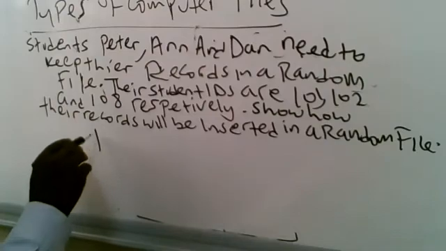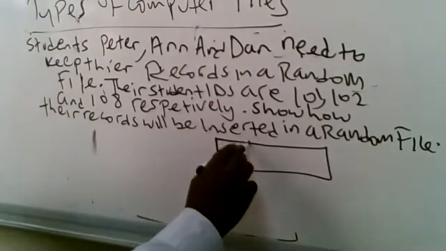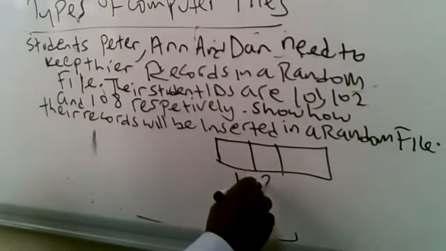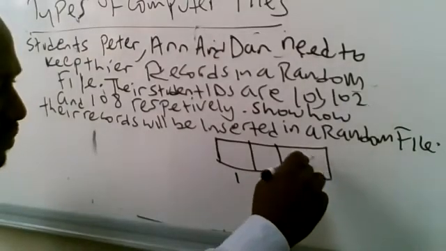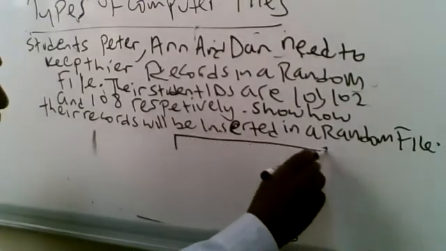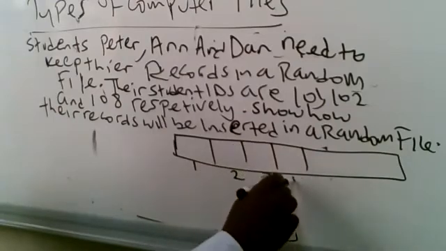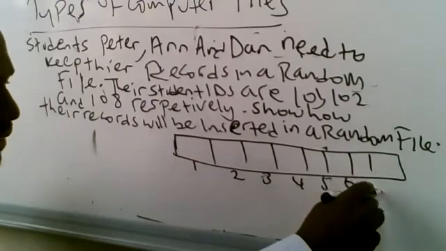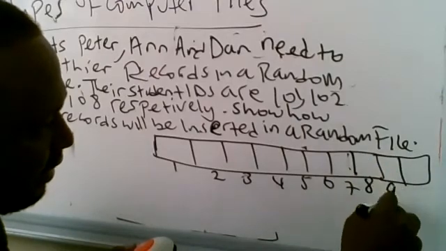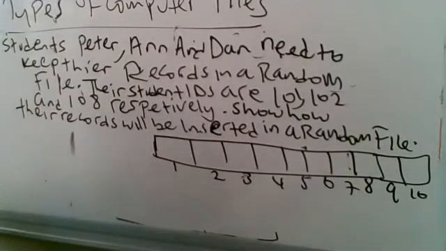Now, if this is our random file, this random file has got different positions, 1, 2, 3. Let's assume it has got 10 positions. This is our random file here. And this random file is supposed to keep maybe 10 values. 3, 4, 5, 6, 7, 8, 9, and 10. The file has got 10 positions. I need to keep records there.